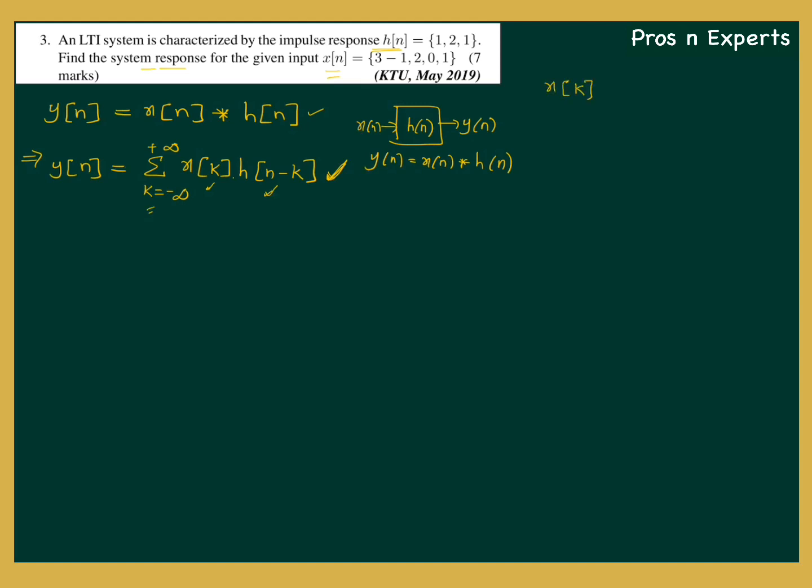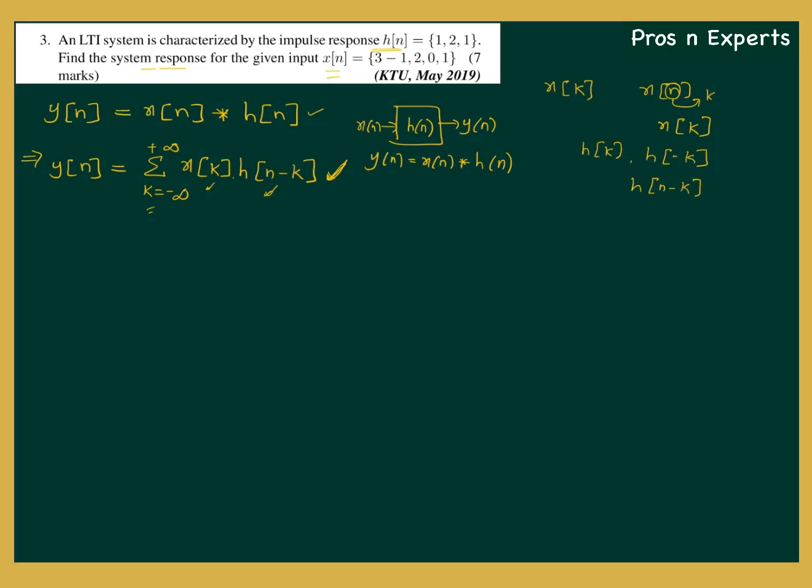How will you find out x of k? This is very simple. You have x of n in the question, just change the index n to k, you will get x of k. Okay, then we have to find out h of n minus k. How will you get h of n minus k? You find h of k, then h of minus k. It's very simple to obtain h of minus k from h of k. Then find h of n minus k.